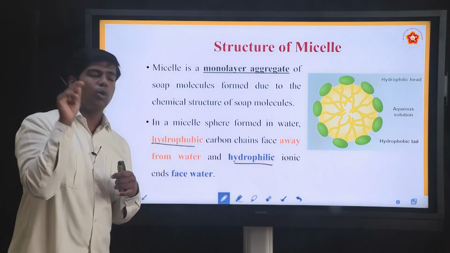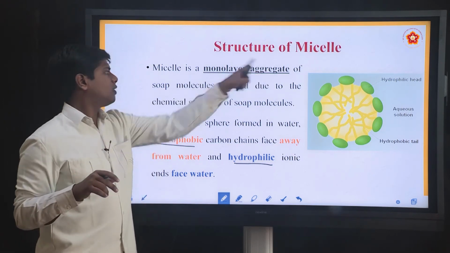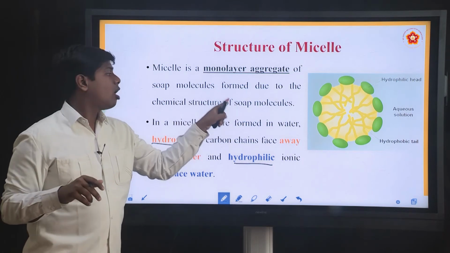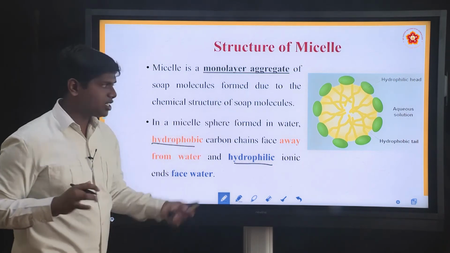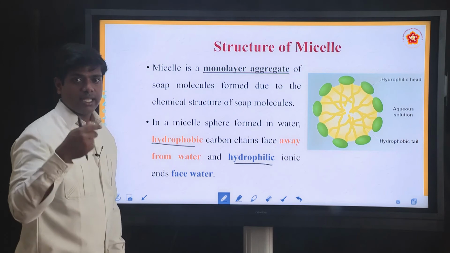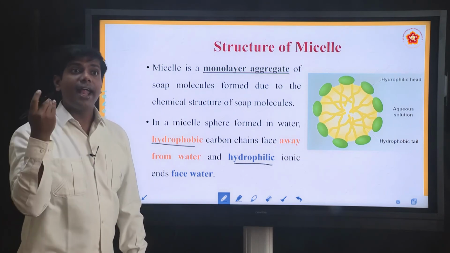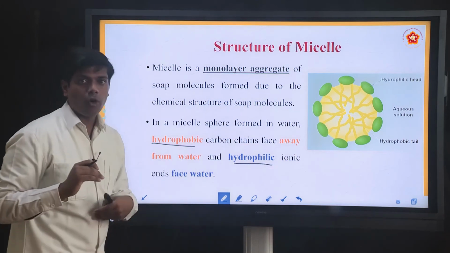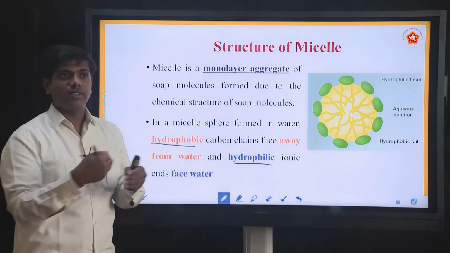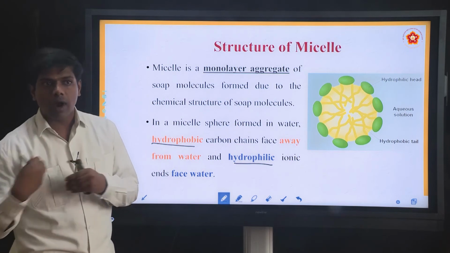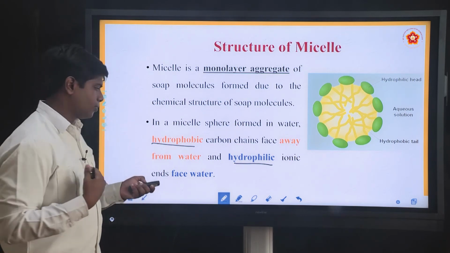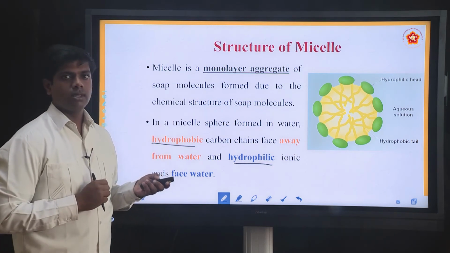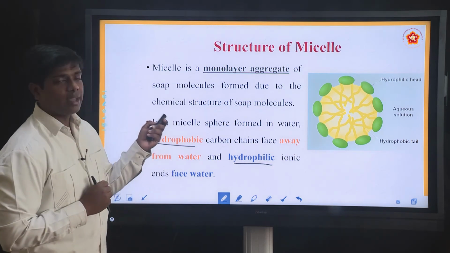Micelles are nothing but a monolayer aggregate of soap molecules formed due to chemical structures of soap molecules. That is the definition. In a micelle there are two parts, one is hydrophilic. Hydrophilic means move towards water. Hydrophobic means move away from water, which is repelling away from water and moves towards the oil part. This is the structure of micelle. Very important. The structure of micelles is very important.